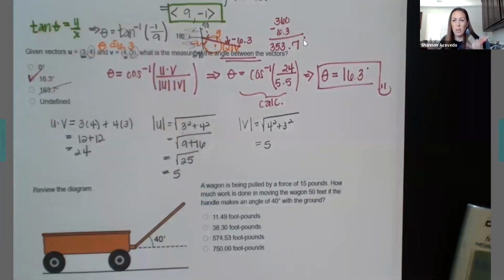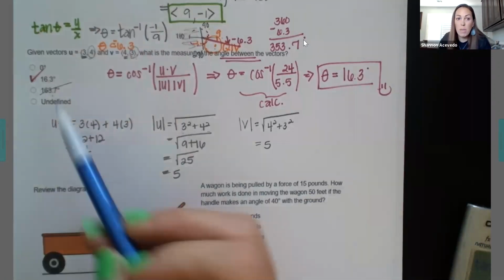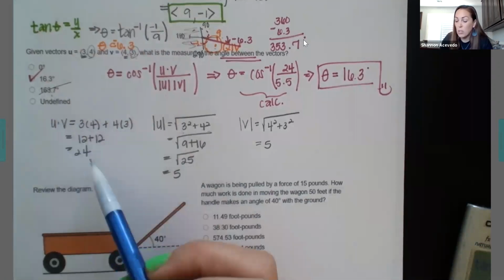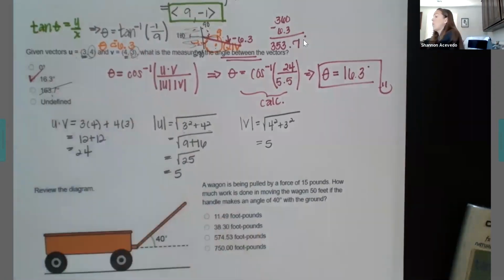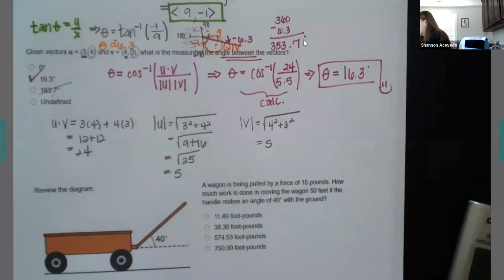Sometimes I think really the hardest part is knowing what formula to use. So I crossed off this one because for it to be obtuse, so greater than 90 degrees, this would have to be a negative. So I already know. If you didn't know that, that's fine.